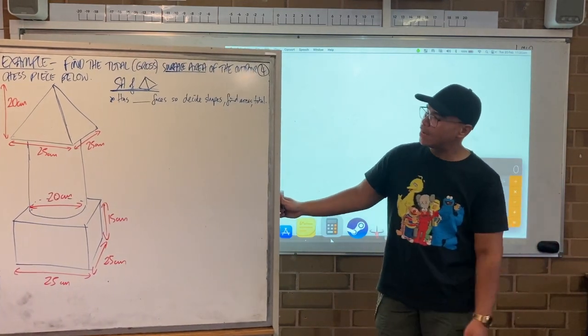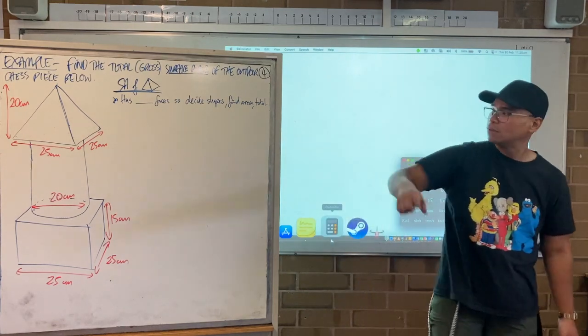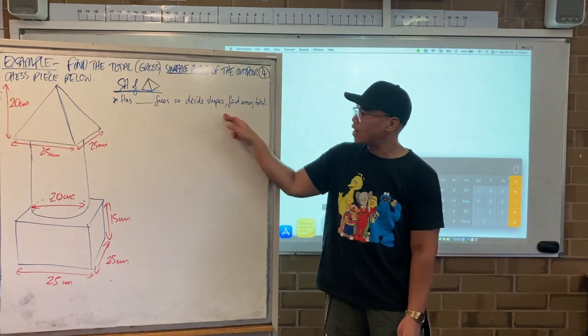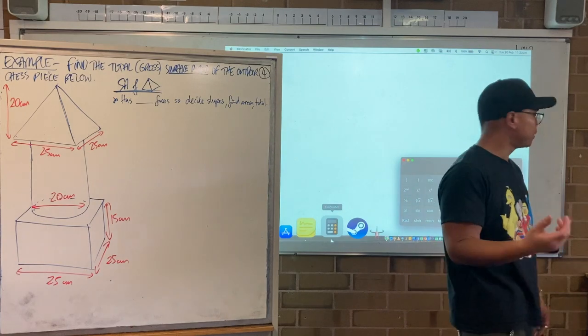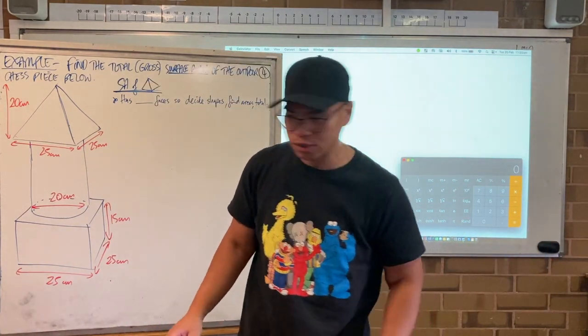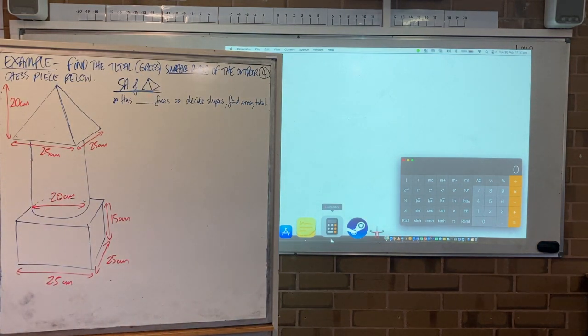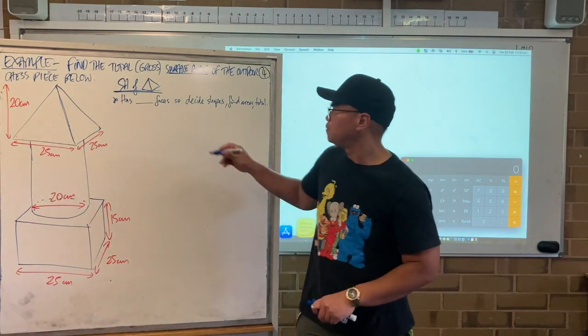Let's pretend today that you're going to find the surface area of this chess piece. All of this stuff that I'm writing in sentences, you don't need to write that, but I'm helping you with your thinking, okay? That top bit, what shape is it? Pyramid. It's a pyramid. So what kind of faces does it have? Curved or flat? So it's got flat faces.